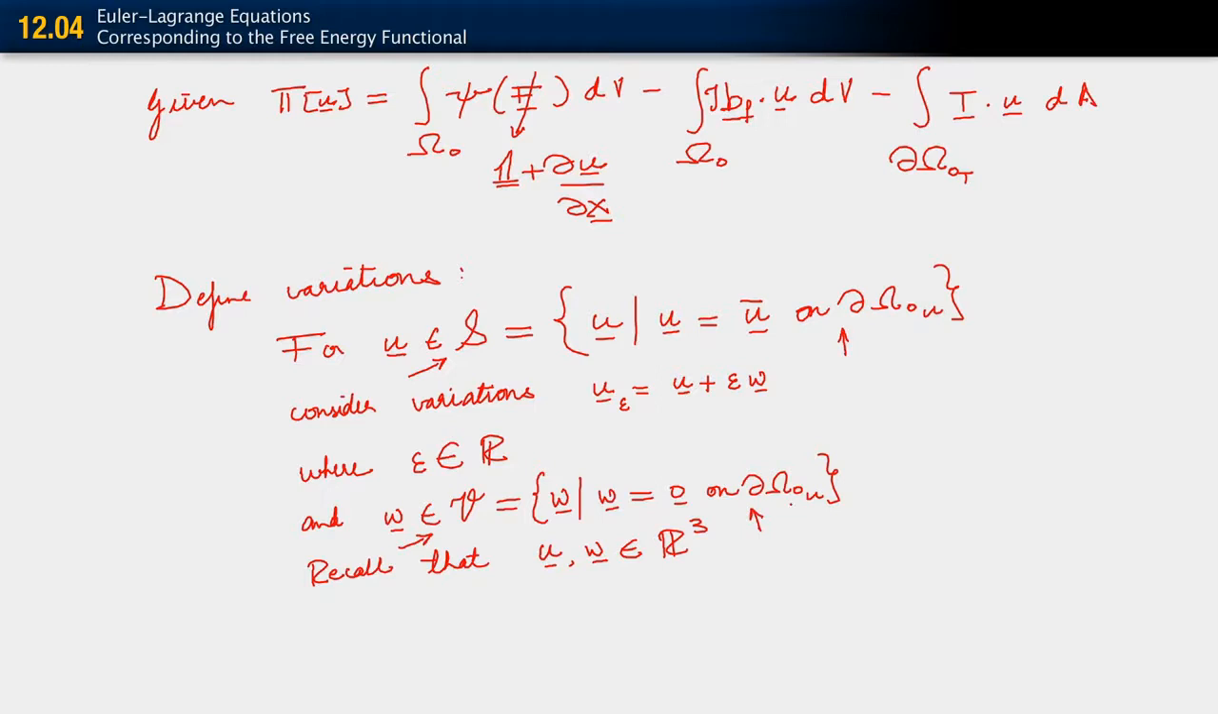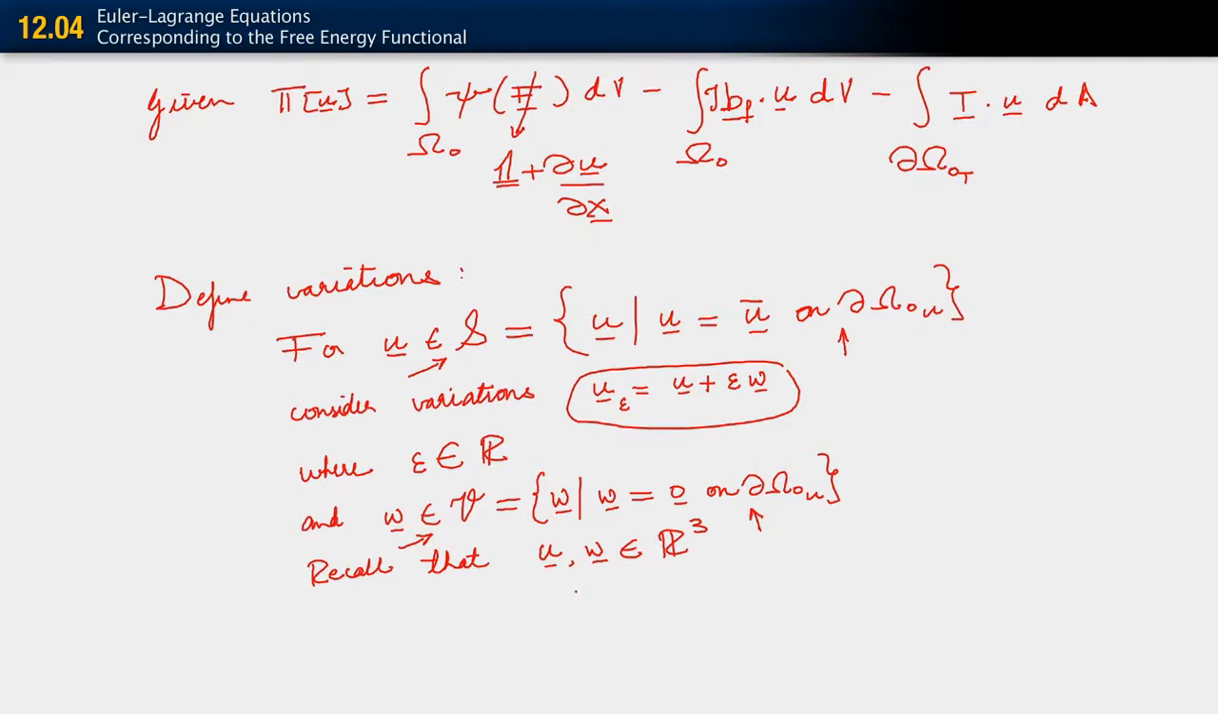Okay, and the same thing for W, right? But W satisfies the homogeneous boundary condition. We talked about why this makes sense. Because the idea is that when we are carrying out variations of this type, we ensure that we do not violate the original displacement boundary condition. Okay, and this happens when W is homogeneous on the displacement boundary.